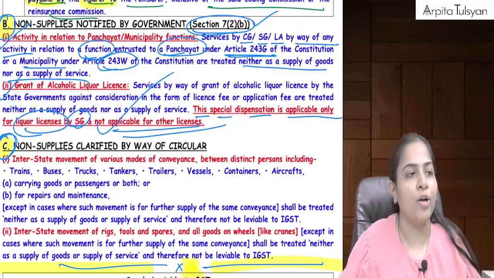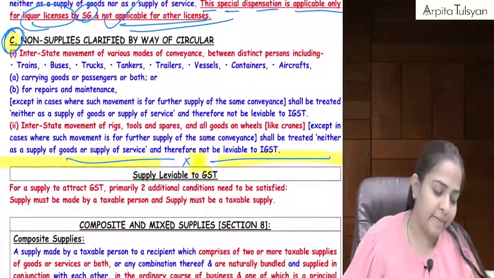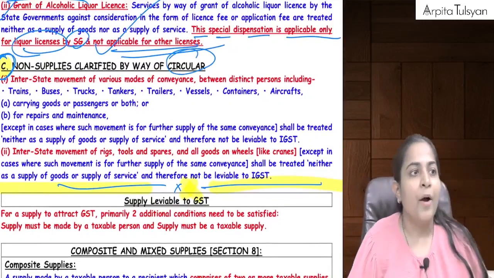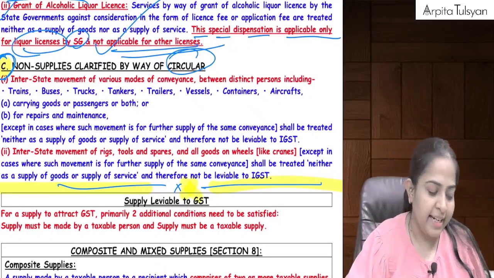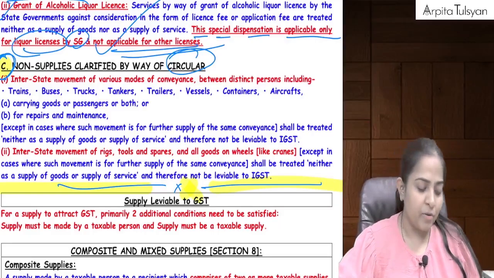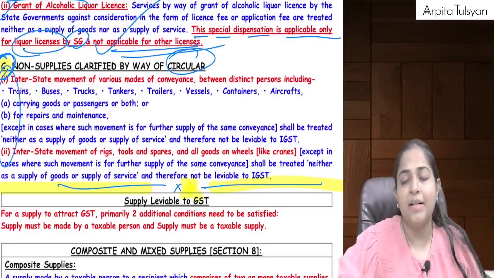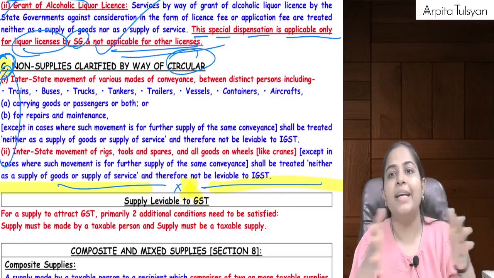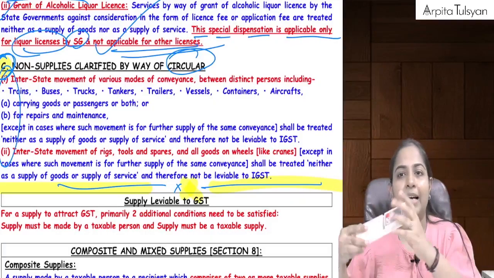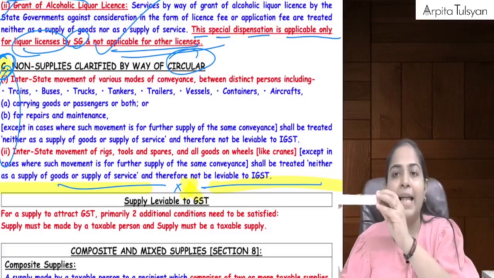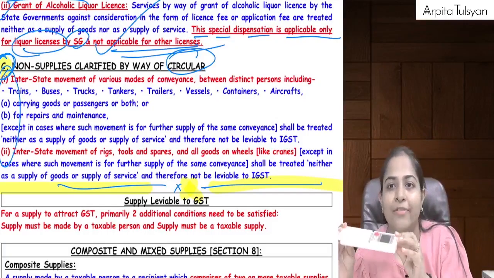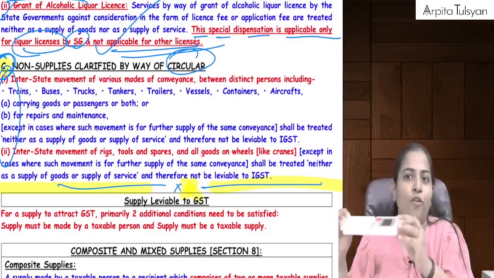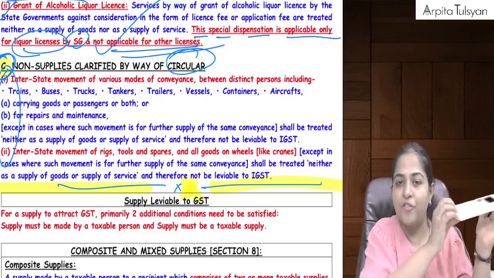Check what the C point is talking about. The C point is not a really very important point, but this was clarified by way of a circular. Now here, what are they telling? It is actually very nonsense, but still try to understand here. Let's say there is some movement of a vehicle happening. Let's say this is a truck, and this truck is carrying some goods within it, and it is traveling from one place to another. Transportation of goods is happening from one place to another in this vehicle.